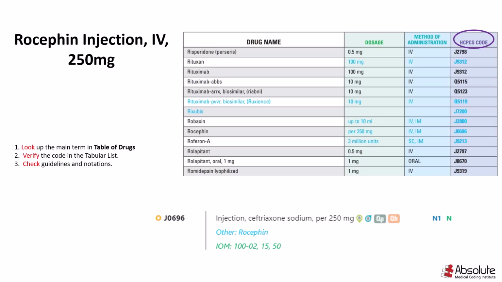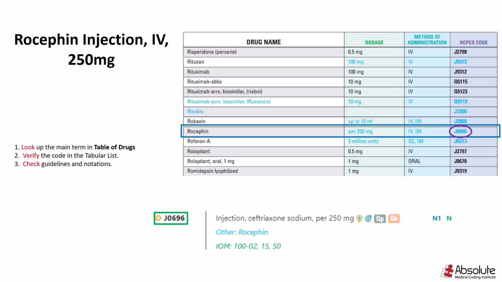So let's look in the drug name. Let's look at Rocephin and dosage per 250 milligram. Method of administration, it can be IV or IM. We had an IV, so our correct HCPCS code is going to be J0696. So let's move on to step 2 and verify the code in the tabular list. J0696 is coding for injection, ceftriaxone sodium, per 250 milligram.